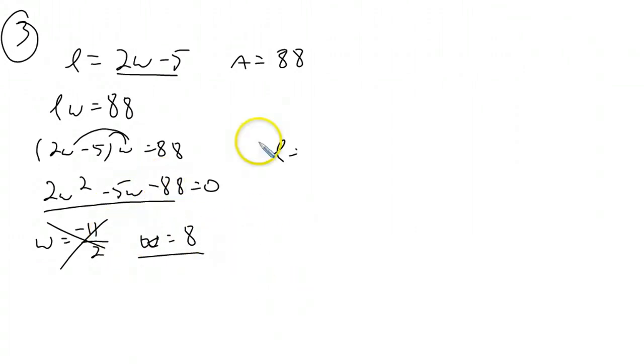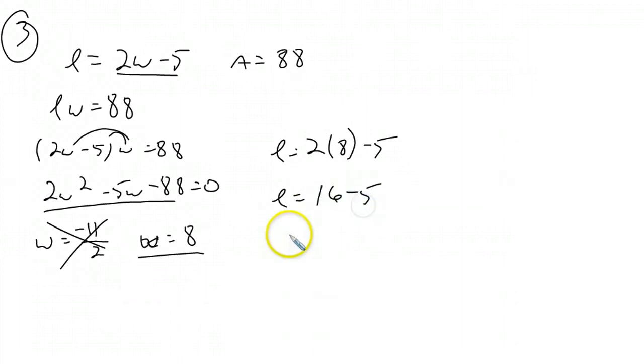Since we know the width is 8, we can say that the length is 2 times the width minus 5, so 2 times 8 minus 5. So the length is 16 minus 5, which will come out to be 11. So our width is 8, our length is 11.